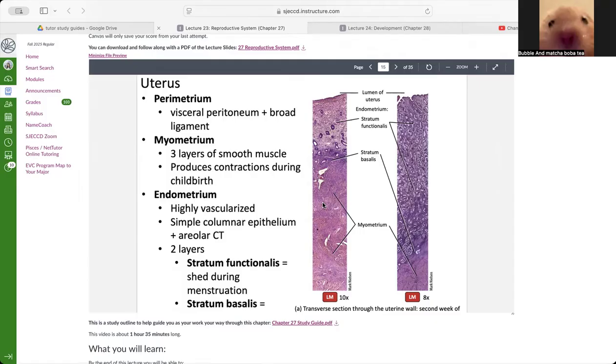We have the endometrium, the layer that lines the lumen of the uterus, and it's highly vascularized. It's simple columnar epithelium. The stratum functionalis is a layer that fills up and becomes thicker during the uterine cycle and is shed during menstruation. The stratum basalis is the permanent layer that's between the myometrium and the endometrium. It never sheds. So the one that sheds is the stratum functionalis.